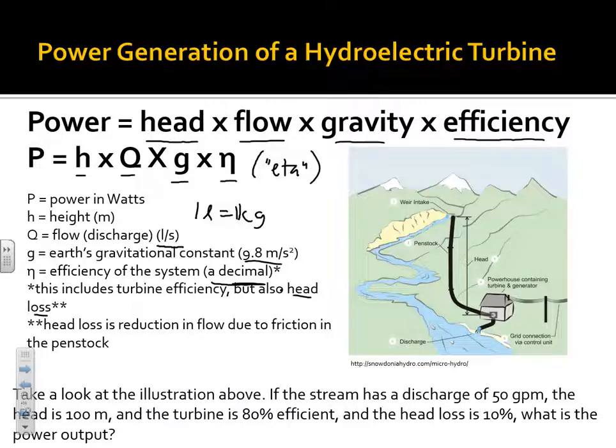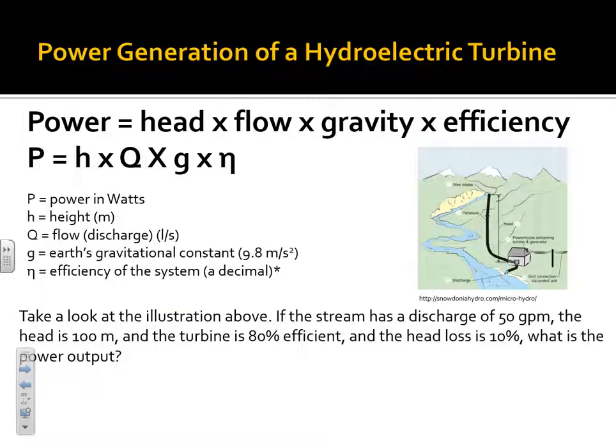Looking at this illustration, if the stream has a discharge of 50 gallons per minute, the head is 100 meters, the turbine is 80% efficient, and the head loss is 10%, what is the power output? Okay, so this is actually a very practical problem. If you're designing a system, there are various ways you can measure the discharge, and then you measure the height however you do that. The turbine is rated at a certain efficiency, and the head loss, you do a calculation, which is actually not too bad. So under these circumstances, what's our power output? Let's see if you can figure that out. Go ahead and press pause, and then I'll go through the answer.